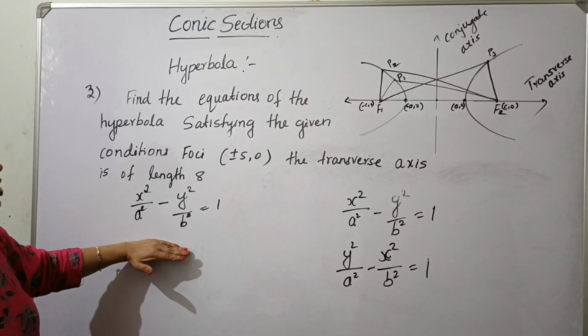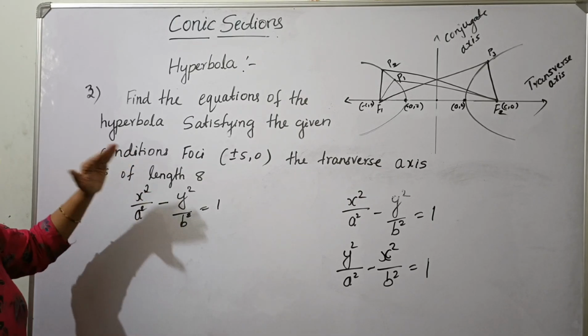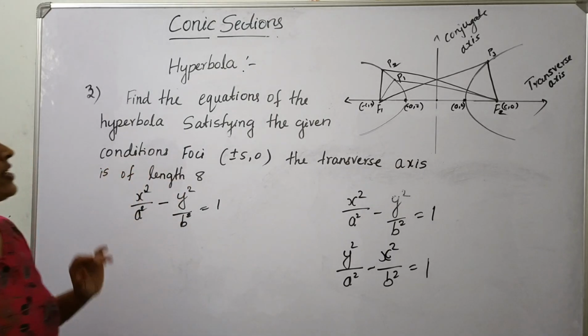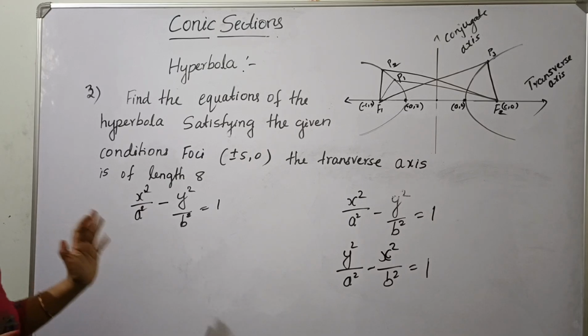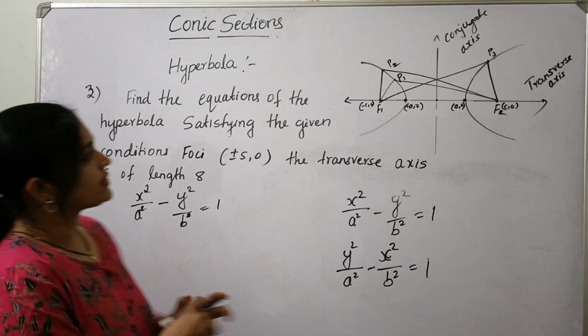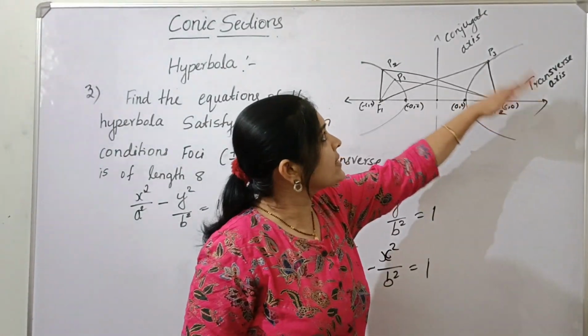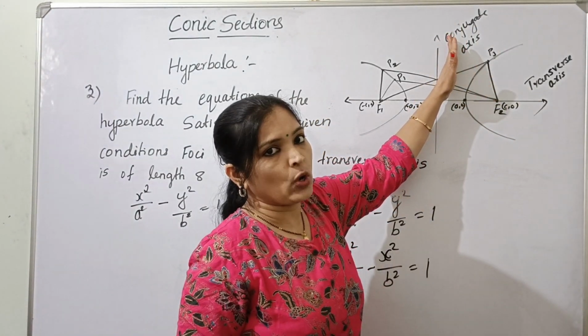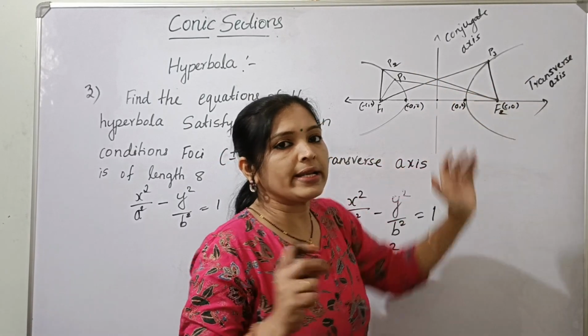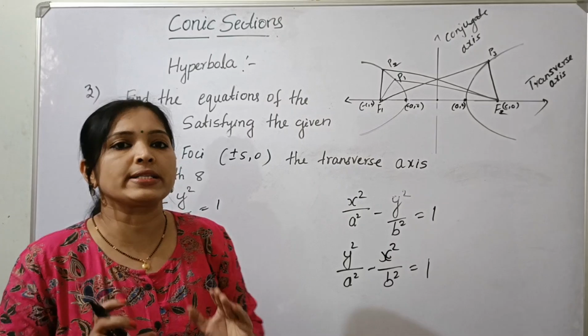Therefore, the standard equation of the hyperbola is x square by a square minus y square by b square is equal to 1. So here, the length of the transverse axis is given. That means 2a is equal to 8. See, this axis is the transverse axis and this is the conjugate axis, the opposite axis. The transverse axis is the axis where foci and vertices are lying.